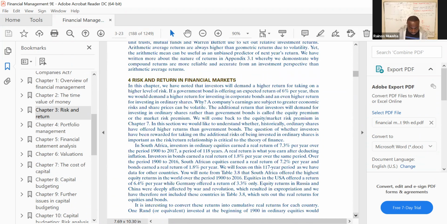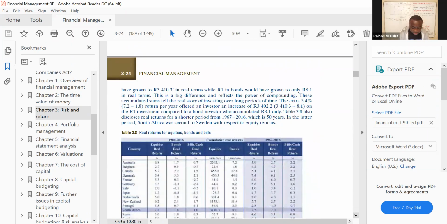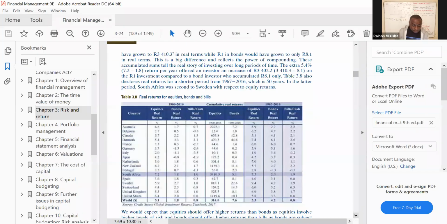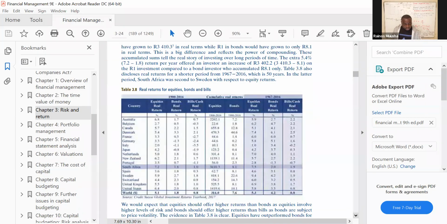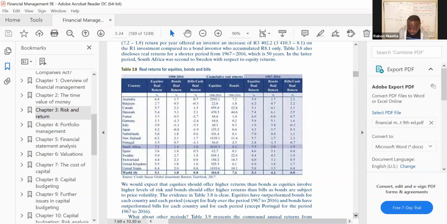They also look at risk and return in financial markets, where they are analyzing the risk and return in different markets around the world as well. From a practical perspective, remember in your exam the lecturer gives you a case study, and based on that case study, you analyze the information. So this is historical analysis of the risk-return in the different financial markets around the world.